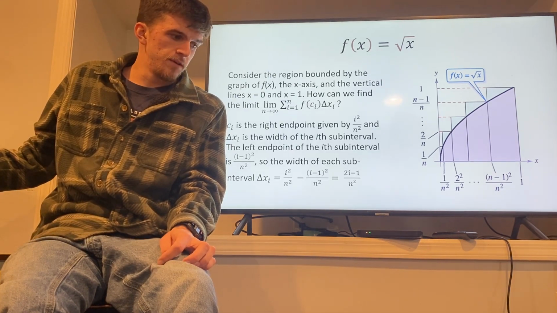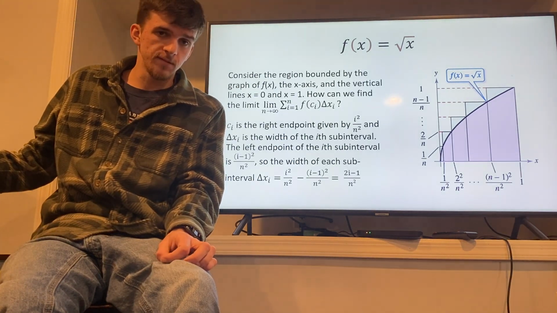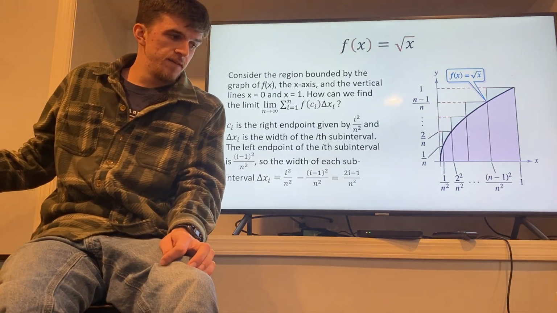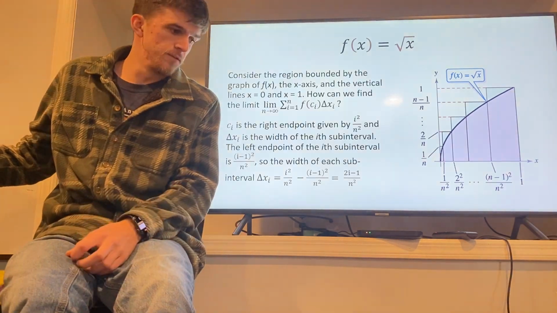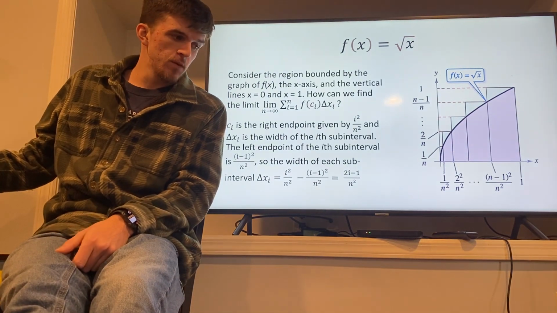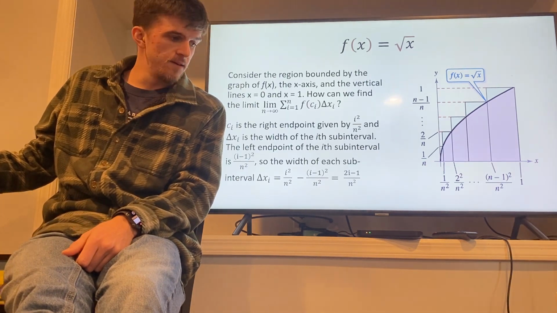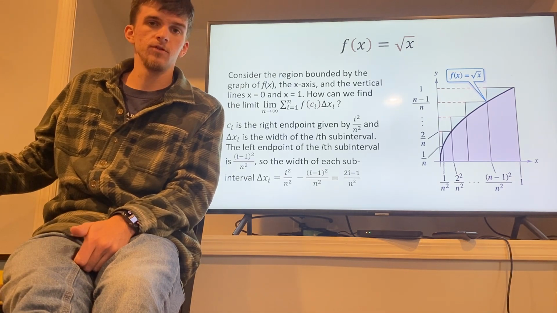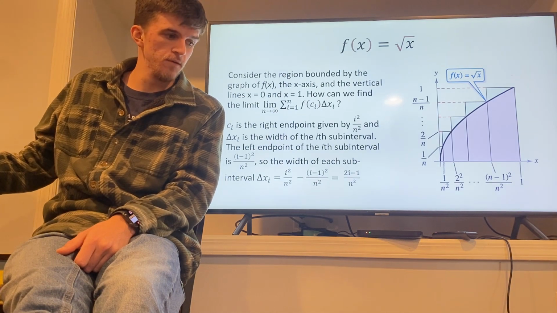So we're going to say ci is our right endpoint, given by i squared over n squared. And delta xi is going to be the width of the ith subinterval, right? So the left endpoint of the ith subinterval is going to be (i minus 1) squared over n squared. So the width of each interval, delta xi, is going to be equal to i squared over n squared minus (i minus 1) squared over n squared, which will simplify to delta xi equals (2i minus 1) over n squared.